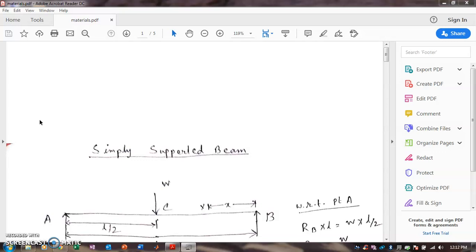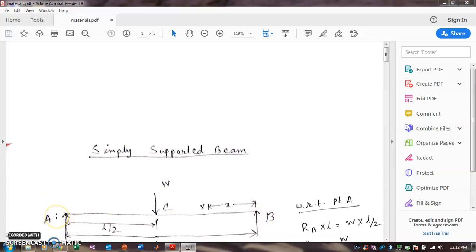And now, what is a simply supported beam? Simply supported beam is a beam in which two of the ends are not fixed, they are just supported, they are simply supported. So in these two supported points there are two reactions. Suppose it is a beam A and B. A and B are the end points and it is supported at these 2 points. Now there will be two reaction forces at A and B.